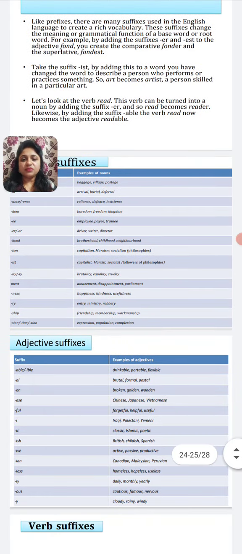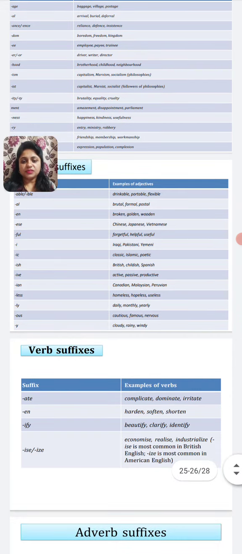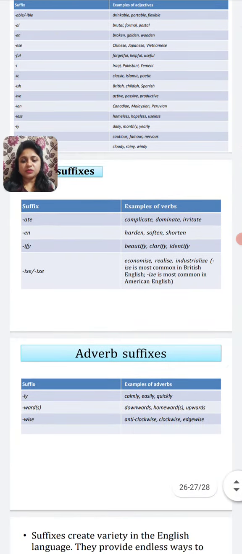So let's look at the verb read. This verb can be turned into a noun by adding the suffix er. So we call it reader. Likewise, by adding the suffix able, the verb read now becomes the adjective readable. So what are the different types of suffixes I have given here? According to those, some words have also been prepared.